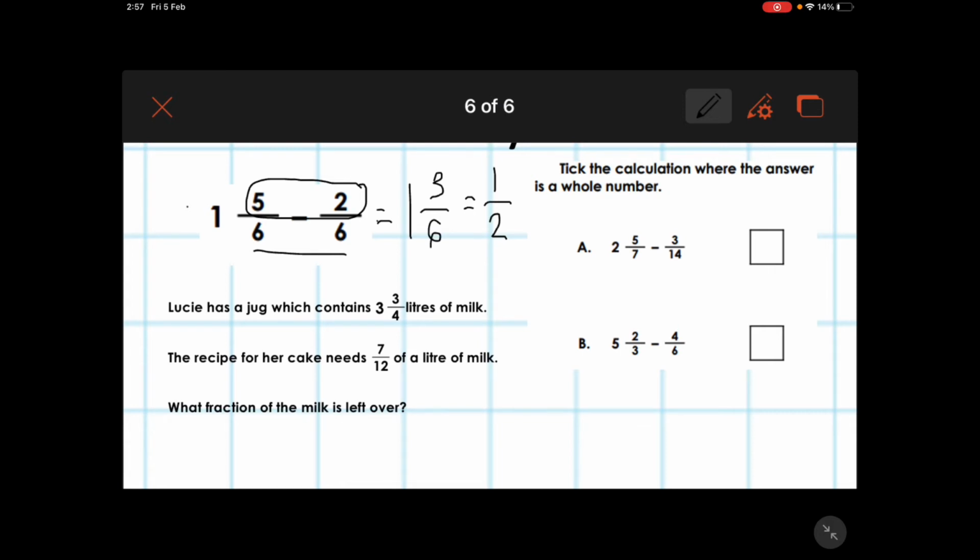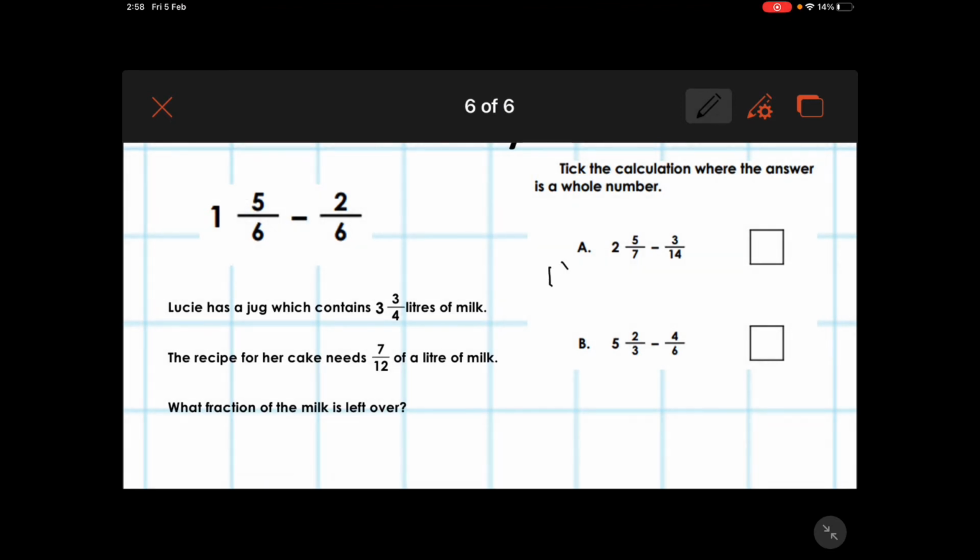Now moving on. Tick the calculation where the answer is a whole number. So let's convert A because they have different denominators. 7 is my denominator, and I have a whole of 2. I have 2 lots of 7, which is 14, and then add my 5 from the numerator. 14 add 5 is 19.